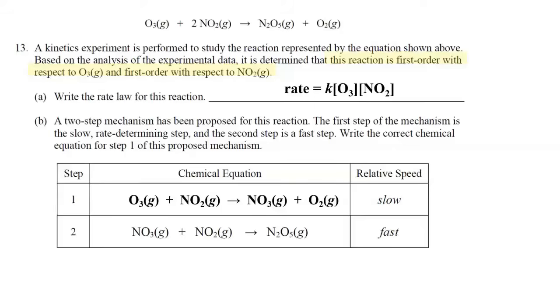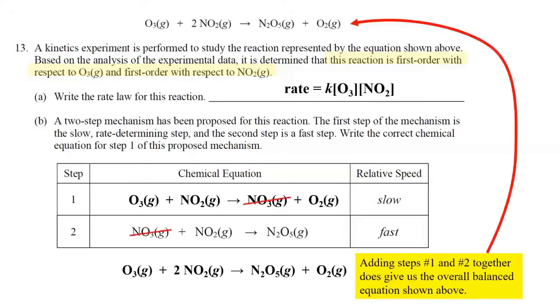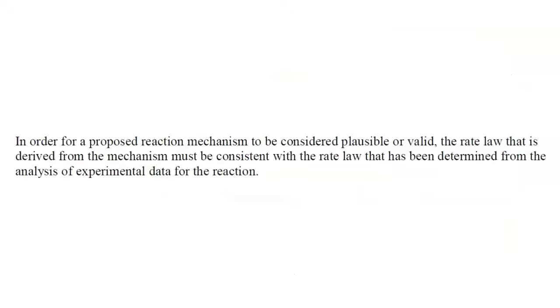And when we add step 1 and step 2 together, crossing off the intermediate NO3 on both sides, then yes, adding steps 1 and step 2 together does in fact give us the overall balanced chemical equation shown above. And because there is one molecule of O3 and one molecule of NO2 as reactants in the slow rate determining step, then this mechanism does in fact agree with the observed rate law from the kinetics experiment.